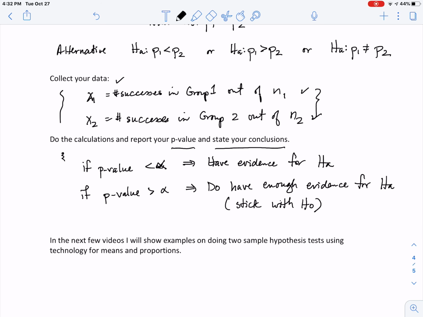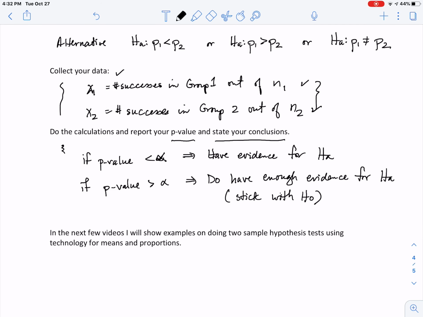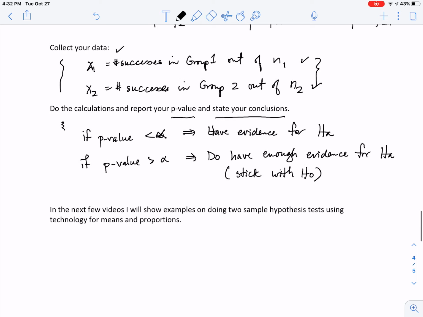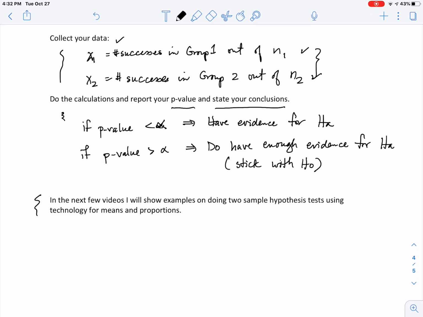So they're all basically the same thing. The steps for hypothesis tests, we're just using a slightly different distribution. You still need to have everything collected randomly. You still need to have relatively good sample sizes. You have your basic conditions. And if you watch the next few videos, I'm going to show examples on doing 2 sample hypothesis tests using the TI calculator. And I'll do examples for means, and then I'll do some examples for proportions.